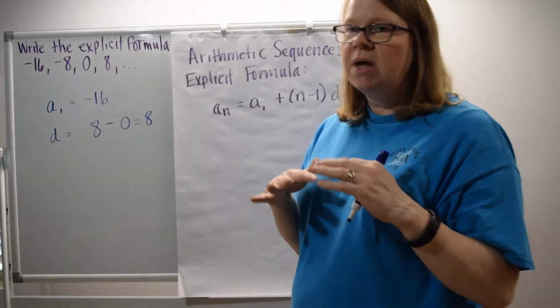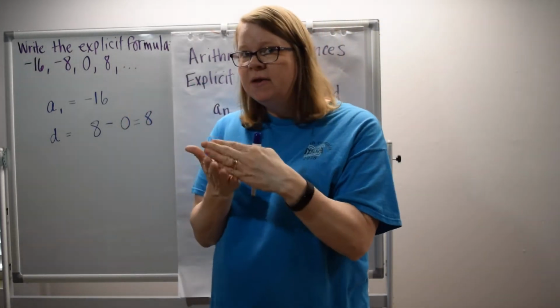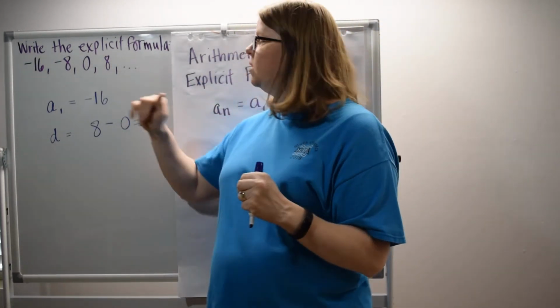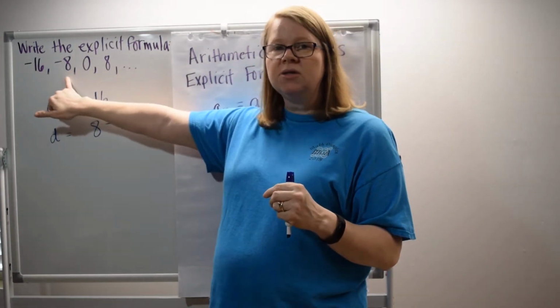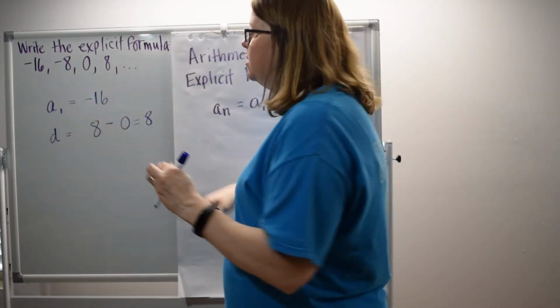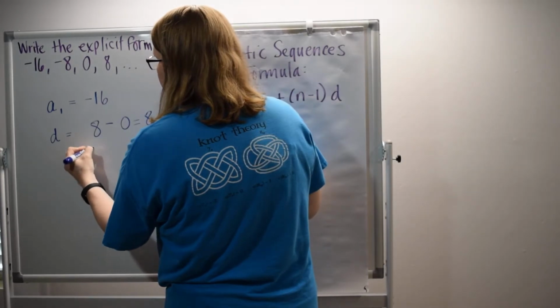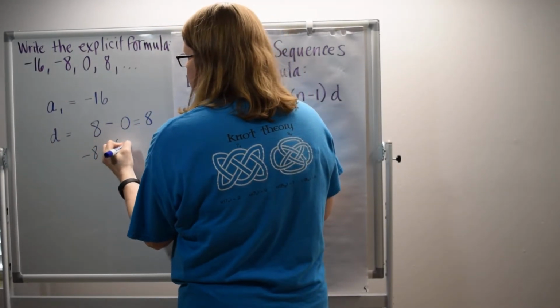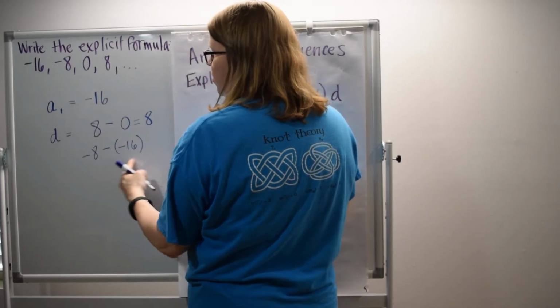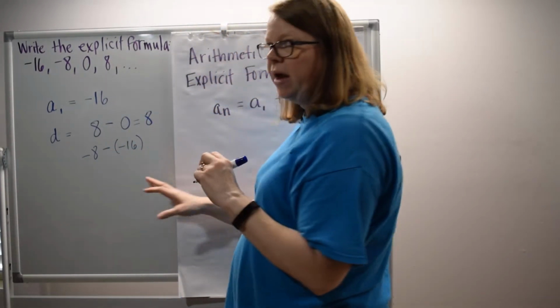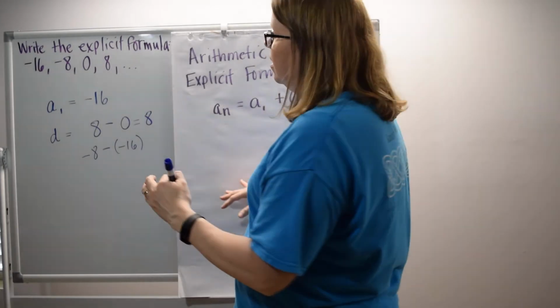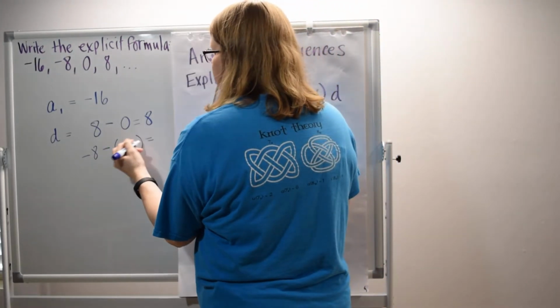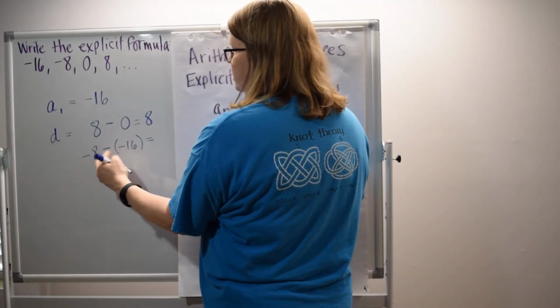But let's say you think, oh no, I just need to do the same thing every single time. That's fine. You'll get the same answer. So let's do the second term minus the first term. So the second term is negative 8 minus the first term, negative 16. And so, there's those negatives. Your calculator will handle it fine. You may or may not even have to put in the parentheses. You'll just have to test it and see.